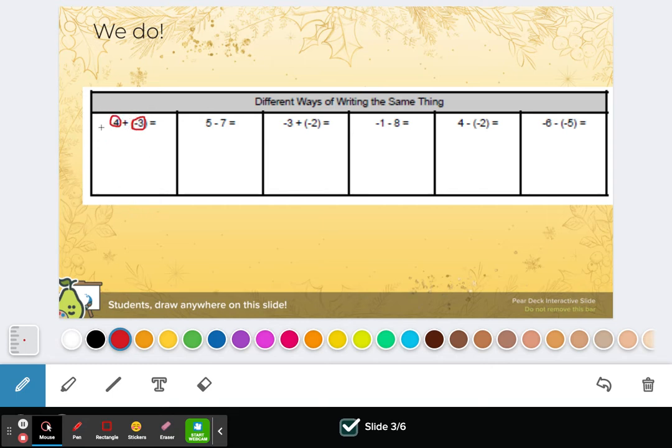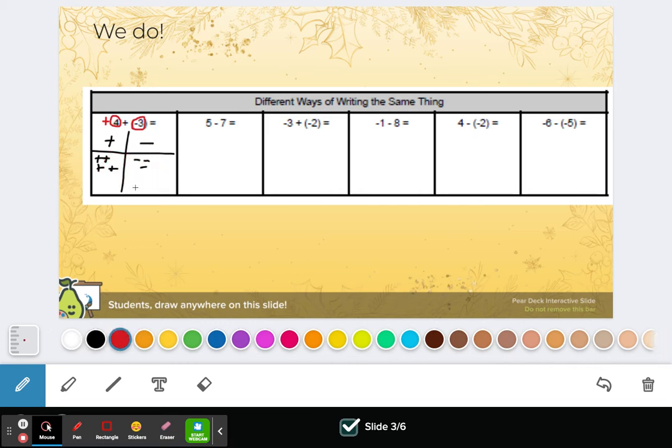So here I have a positive 4. Remember, when there's no symbol in front of it, we're going to assume it's positive. So this one's positive 4 and negative 3. Then here, I can write a little T-chart, okay? So this is my positives, this side is my negatives. I have my positive 4, 1, 2, 3, 4, and then my 3 negatives, 1, 2, 3.